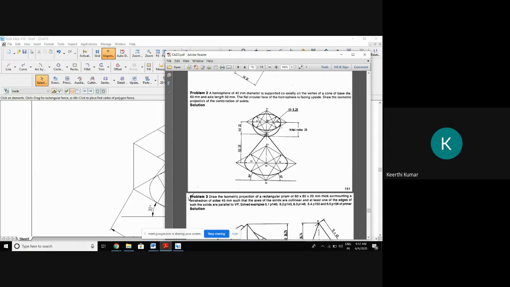So if I want to put a hemisphere in a box, what is the size of the box required? Can you tell? The base size of the box required. If I want to put that hemisphere exactly in a box, what is the base size of the box required? The radius of the hemisphere, sir. Double the radius of the hemisphere. Here he has given a 40 mm diameter. So the base of the box required is 40 mm.